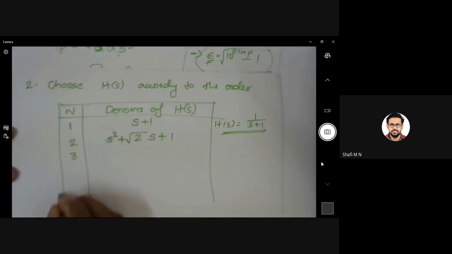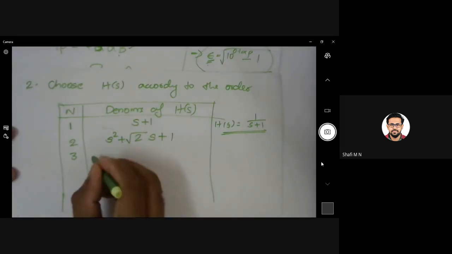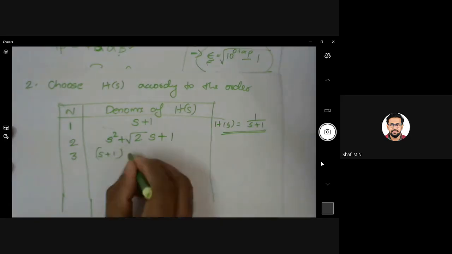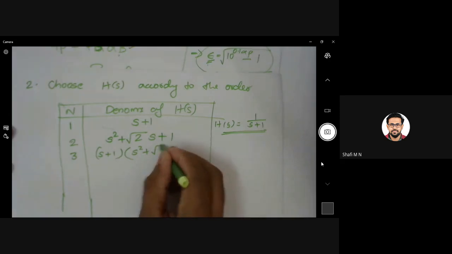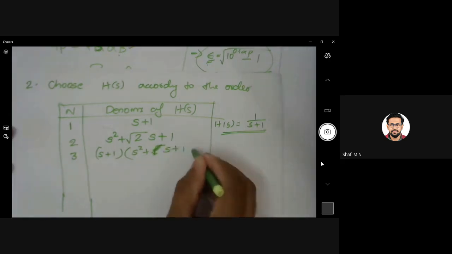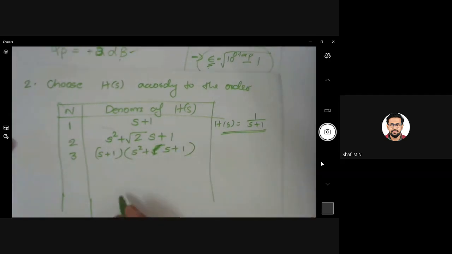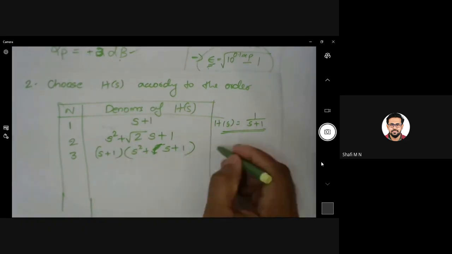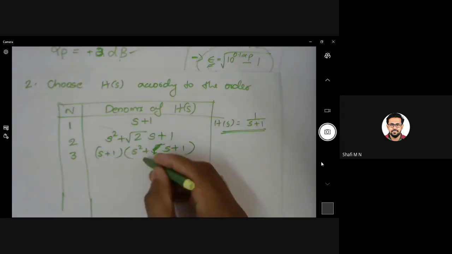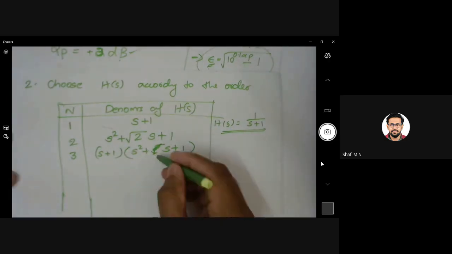For third order, you just copy this table for the time being. This will be s plus 1 into s square plus s plus 1. So for a third order Butterworth low pass filter, h of s will be 1 by s plus 1 into s square plus s plus 1. Got it? This is the denominator.